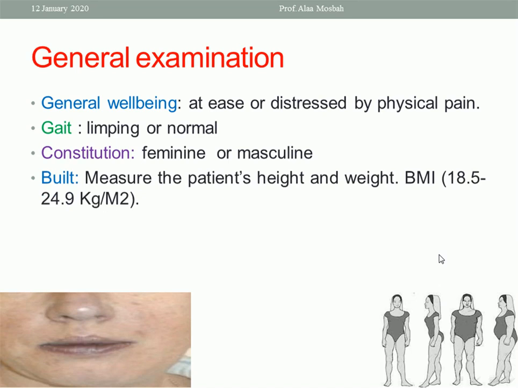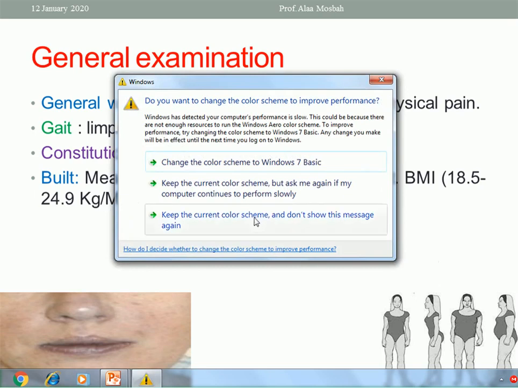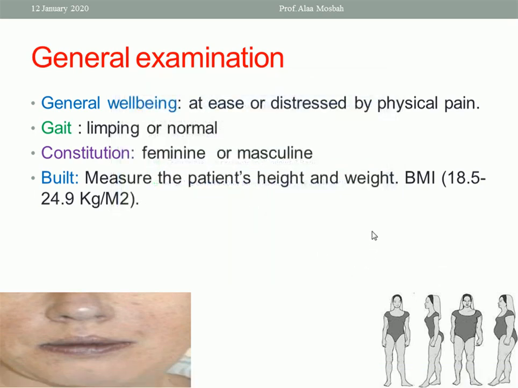The belt, measure the body mass index, which is normally 18.5 to 24.9 kilogram per square meter.